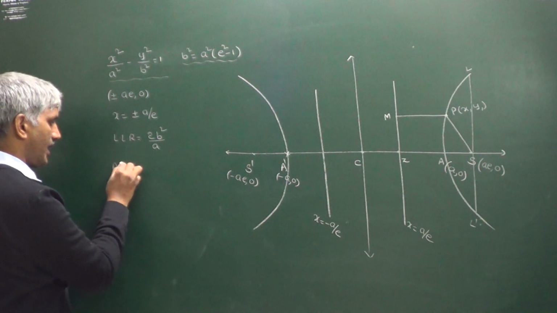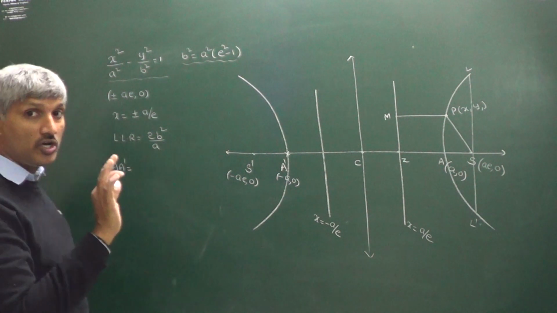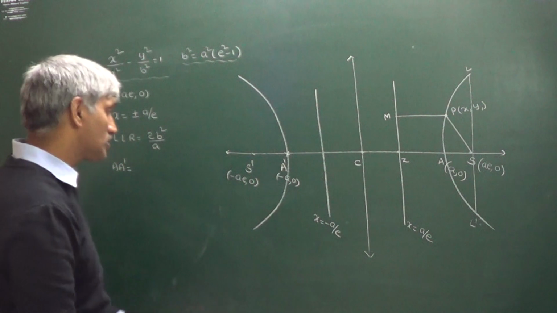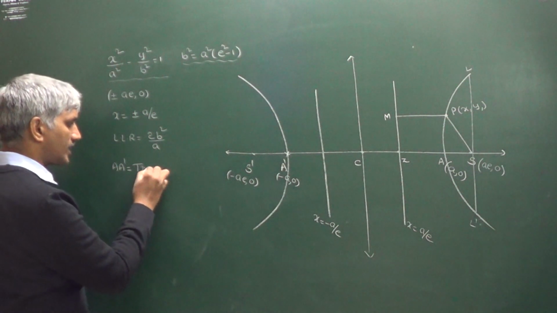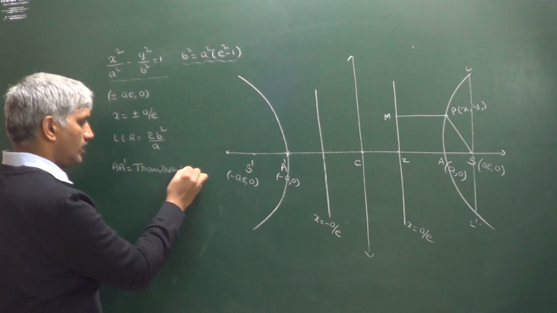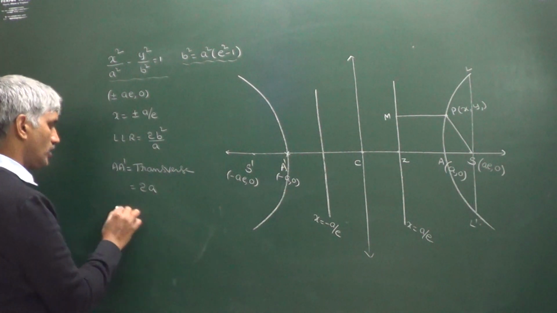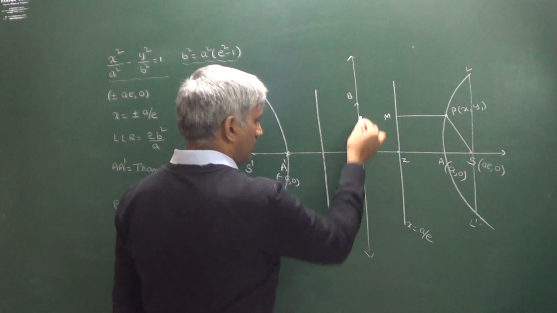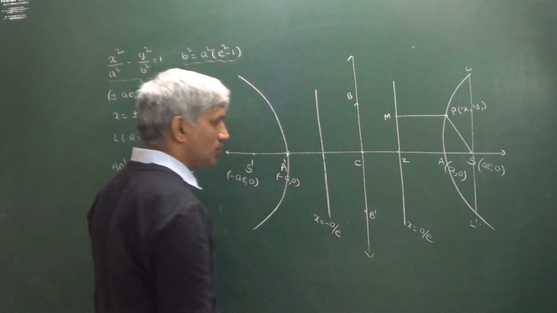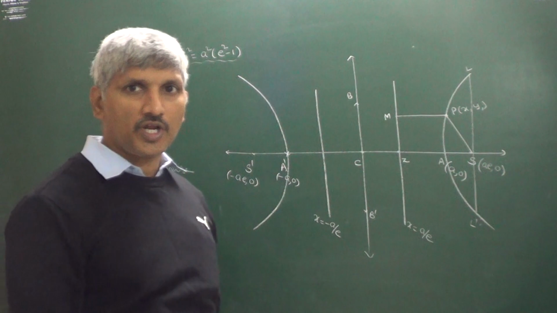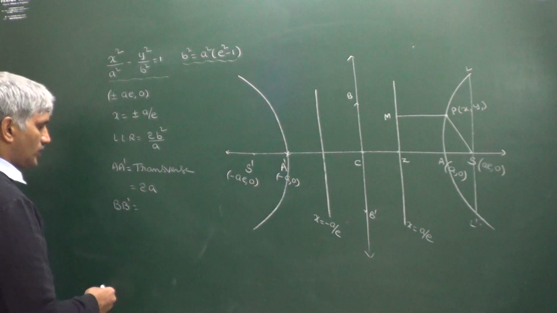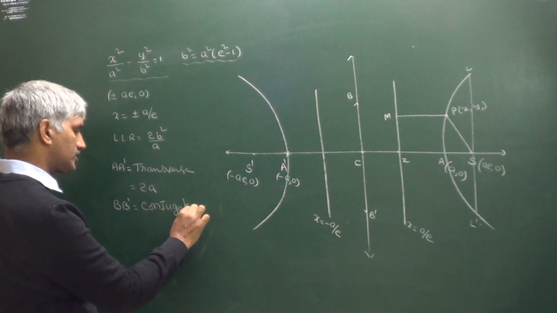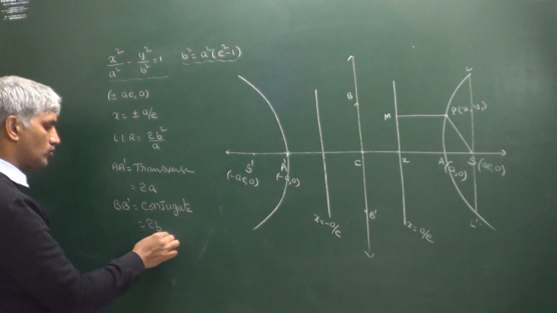Here we are calling AA' the transverse axis, not the major axis. The length of the transverse axis is 2a. Similarly, BB' are just imaginary points: B is (0, b) and B' is (0, −b), but these points won't appear on the hyperbola. So BB' is called the conjugate axis, and the length of the conjugate axis is 2b.